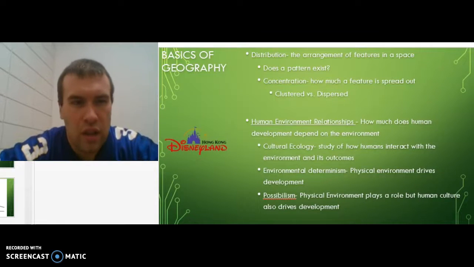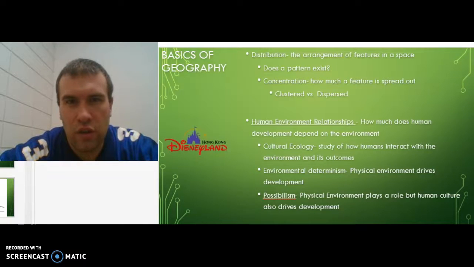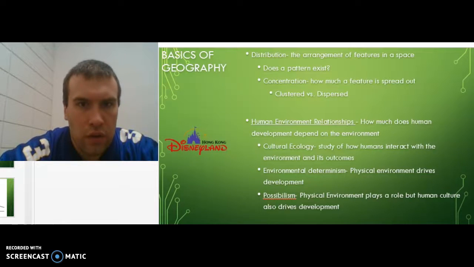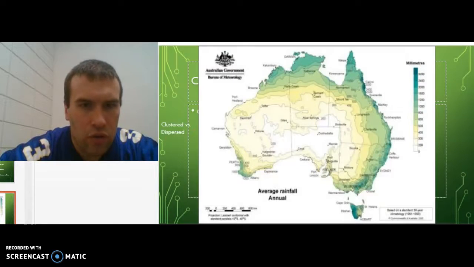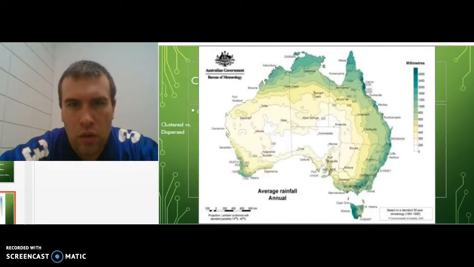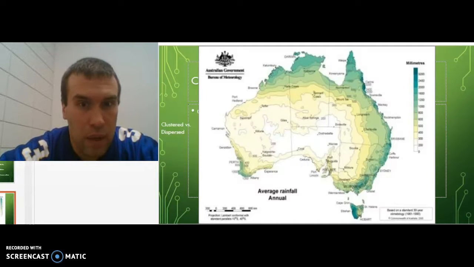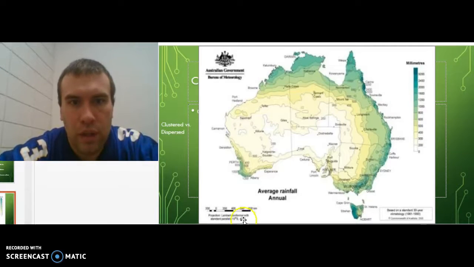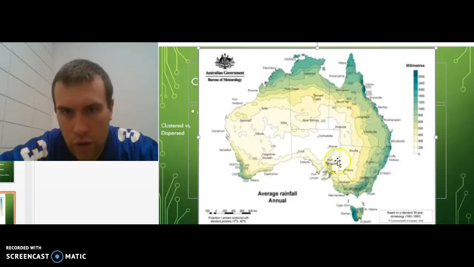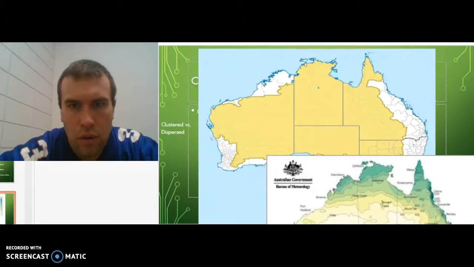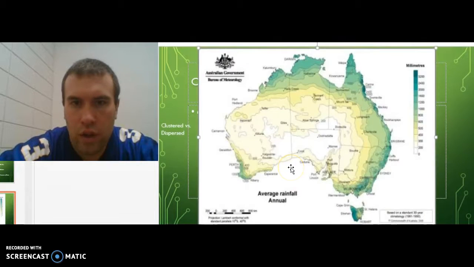Distribution is the arrangement of things as featured in a space. Does a pattern exist? That's the key question to any of this. So first, let's look at this. This is a map of Australia. Okay, so when we look at this map of Australia, this is average rainfall. Australia is a huge landmass with a good amount of people. However, because the rain is so clustered around the coasts, this is where everybody lives in Australia.